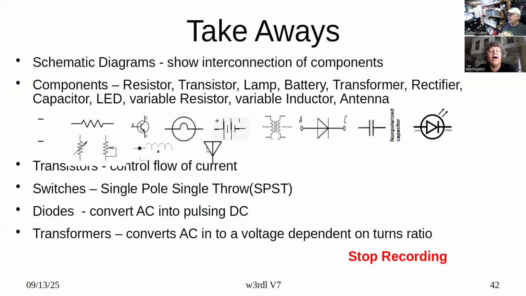Okay, so we learned all about schematic diagrams and symbols, different components, the symbols for them. Transistors basically are used to control flow of current. We talked about single pole, single throw switches. We'll talk about single pole, double throw here in a minute, I believe. We use diodes as rectifiers to convert AC into pulsing DC, and transformers convert AC voltage to a different voltage.